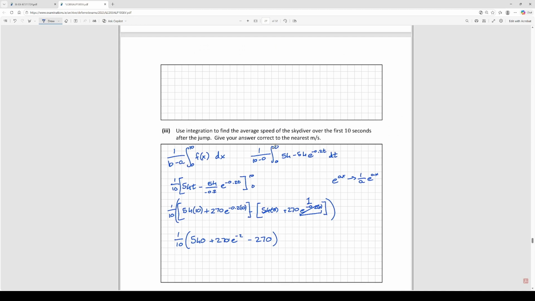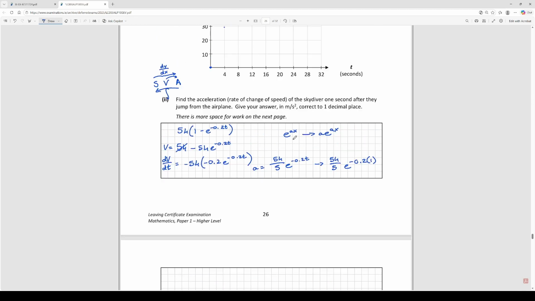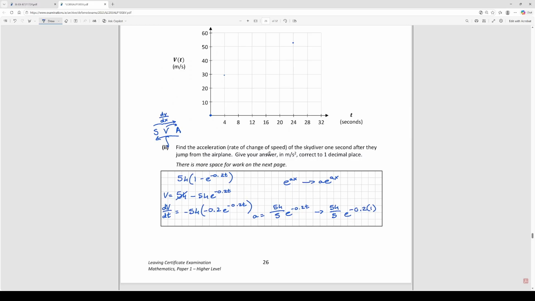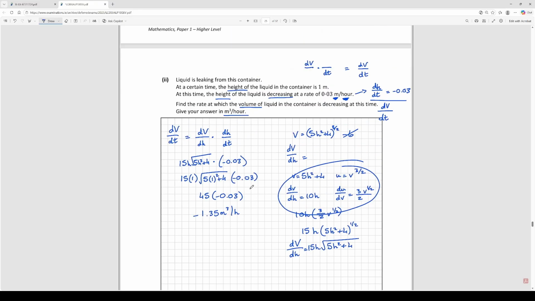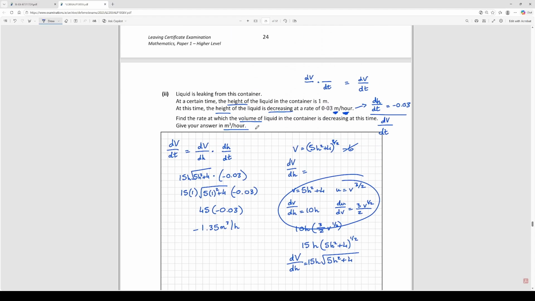But like here, it even says use integration to find the average. So it tells you find the acceleration. It didn't tell us to do differentiation, but you should know that. This thing is kind of fairly simple. This one, I can't describe it to you.